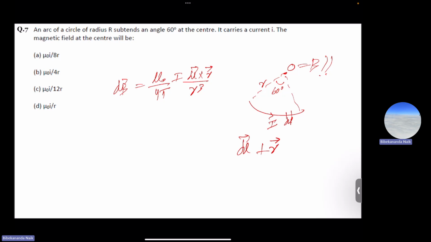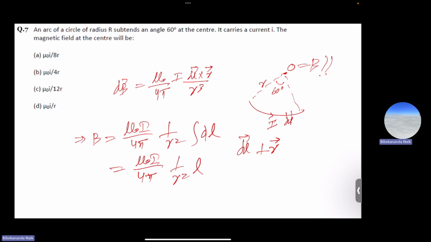So what will be the magnetic field? So B will be mu 0 I by 4 pi, 1 by r square, dl. So mu 0 I by 4 pi, the total length is L, 1 by r square, L. So mu 0 I divided by 4 pi.